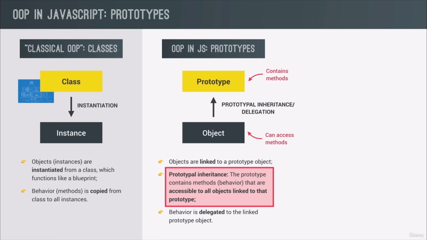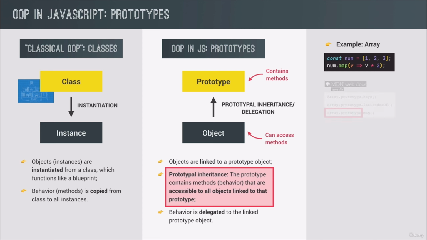But anyway, we have actually already seen this mechanism in action many times before, but without knowing that it was happening. For example, each time that we use an array method like map, we are able to use that method because of prototypal inheritance. So when you go to MDN to check the documentation for any array method, what you will see there is that it's actually called array.prototype.map. But why is that relevant? So what does this mean?